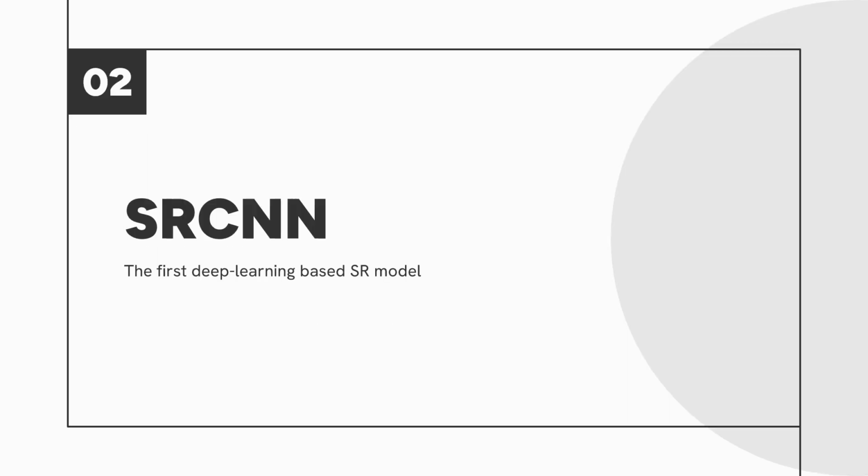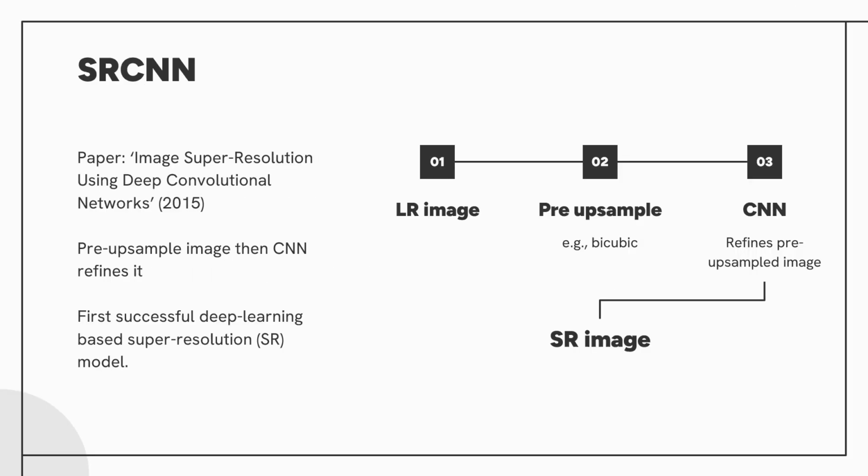Now, let's talk about some SR models. SRCNN, introduced in 2015, marked the first successful application of deep learning to super resolution. Its approach is pretty simple. Take a low-resolution image, upsample it using bicubic interpolation, then refine it using a 3-layer CNN.